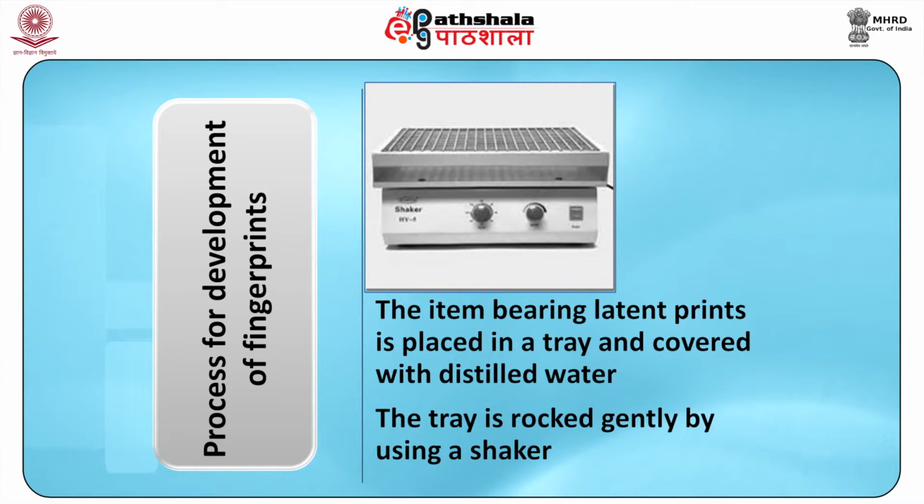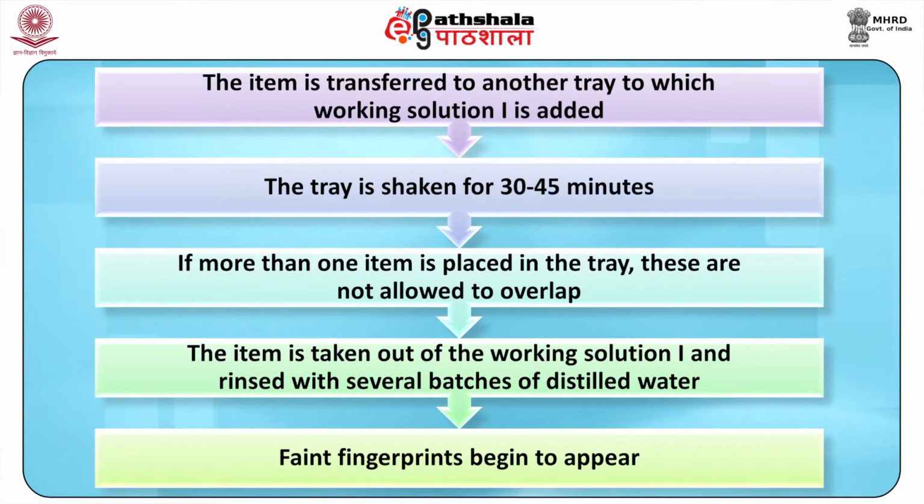Now, the process for development of fingerprints. Latent fingerprints are developed by the following procedure. Firstly, the item bearing latent prints is placed in a tray and covered with distilled water. The tray is rocked gently by using a shaker of the type shown in the figure. Then the item is transferred to another tray to which working solution 1 is added. The tray is shaken for 30 to 45 minutes. If more than one item is placed in the tray, these are not allowed to overlap. The item is taken out of working solution 1 and rinsed with several batches of distilled water.